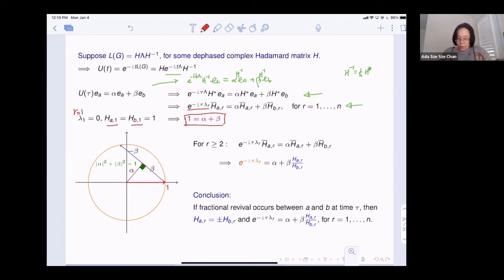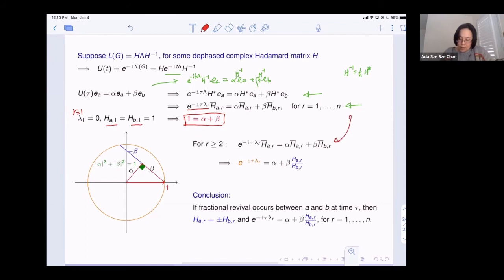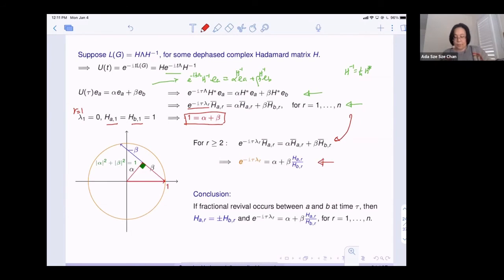Now this equation holds for all R. Okay, so let's pick any R that is not 1. So then I'm rewriting this equation over here. And then I divide both sides by the conjugate of the AR entry of H. Okay, and then I get the next equation here. Because the AR entry of H has absolute value 1, I can rewrite this number here as HAR over HBR.